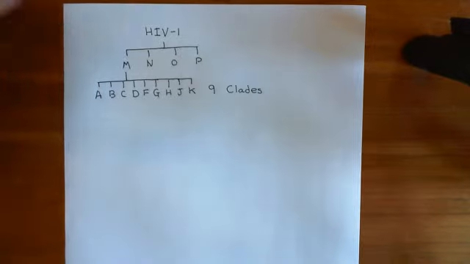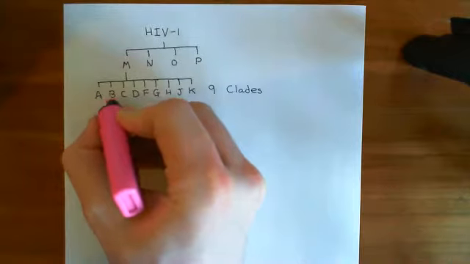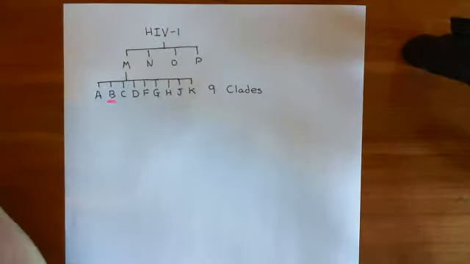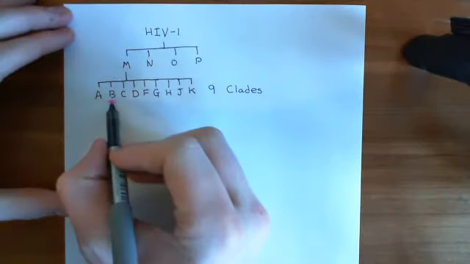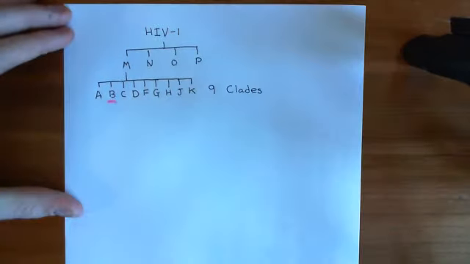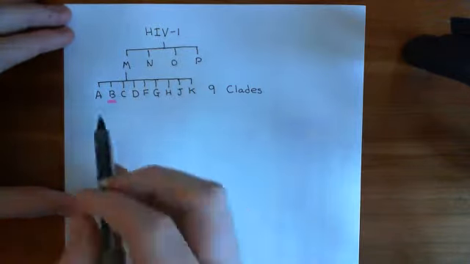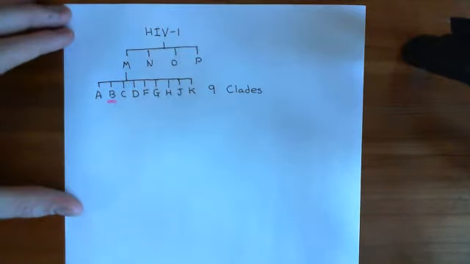Now, of all of these different clades, the most important clade is MB. So HIV-1, Group M, Clade B, is the most important form of HIV, basically. It's the form that is really, really common within the US and Western Europe. So it's one of the major forms that infects humans worldwide.